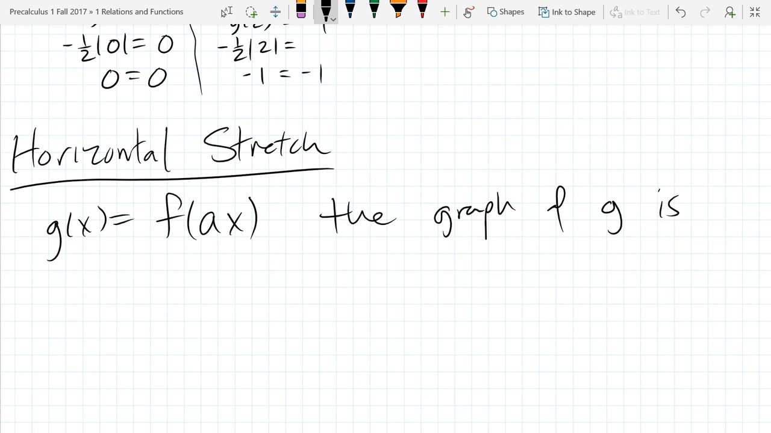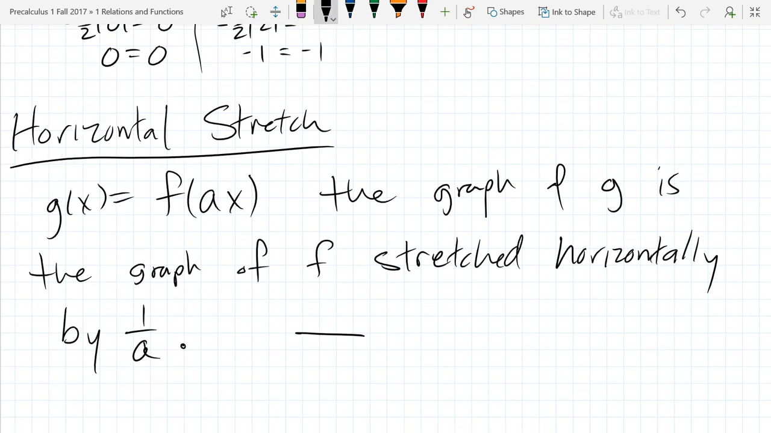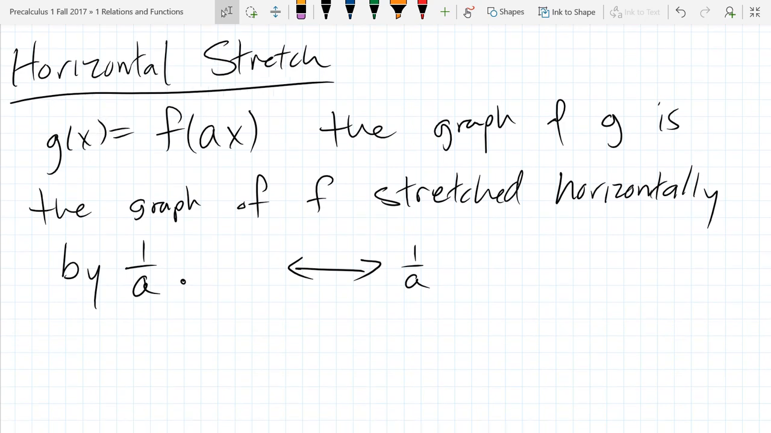So the graph of g is the graph of f. Not shifted, but stretched. Stretch horizontally. So normally, you would think it should be a. Multiply all your x-coordinates by a, but what's the opposite of multiplying your x-coordinates by a? Dividing. Or multiplying by 1 over a. So we're actually going to multiply all your x-coordinates by the reciprocal 1 over a. And we'll use that similar arrow with the two arrowheads, and we're going to use 1 over a as our stretch. So it looks like you're multiplying by a, but it's actually the opposite of multiplying by a. So it's multiplying by 1 over a.